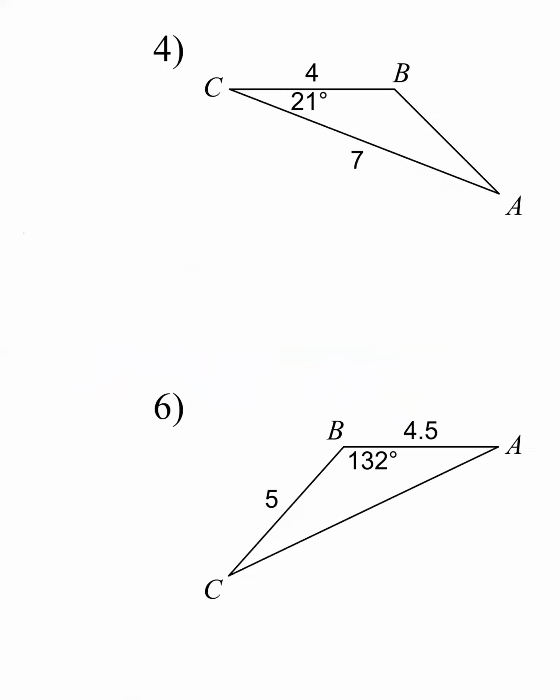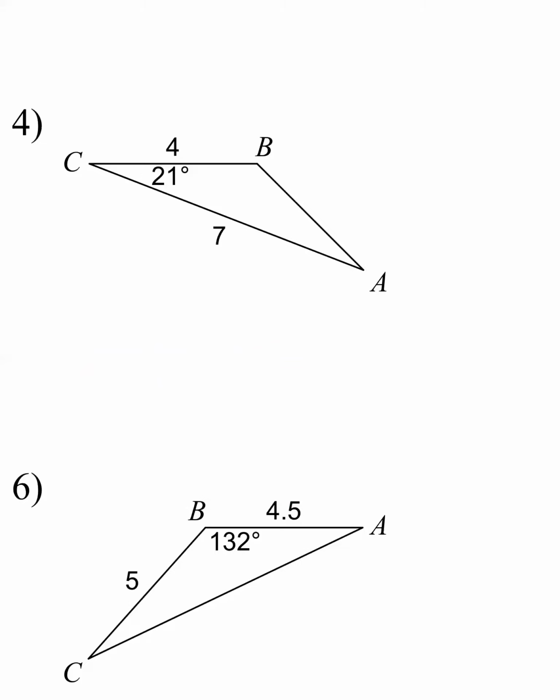Okay, one more. Slide on over. This one's so nice. Imagine all the time this could have saved you in geometry. All right, let's see. A equals 1/2 times 4 times 7 times the sine of the angle in between them, which is 21. Throw it in my calculator. Sine 21, and it spits out 5.0.